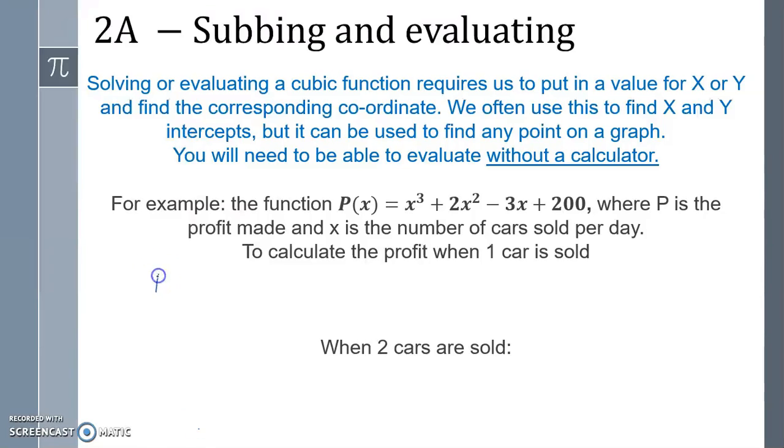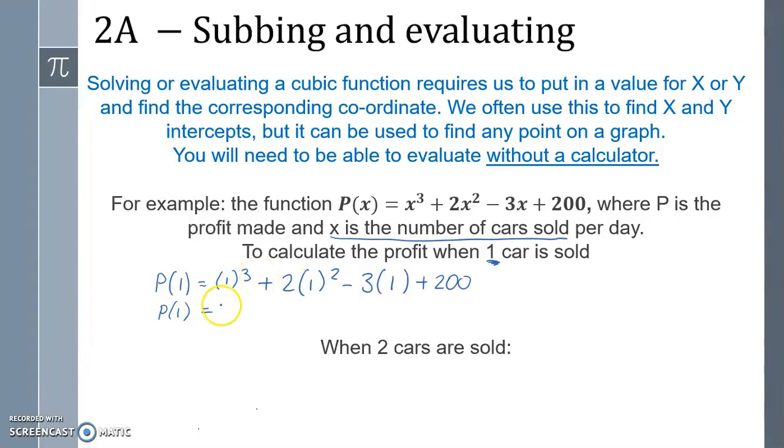I'm going to rewrite my function, except instead of x in this first one, I'm going to use 1. So we sold 1 car, and x is the number of cars sold. So P of 1 equals 1 cubed, plus 2 times 1 squared, minus 3 times 1, plus 200. That's the first step. Now I've just got to figure it out. Luckily, 1 cubed and 1 squared are just 1, so this one makes it easier.